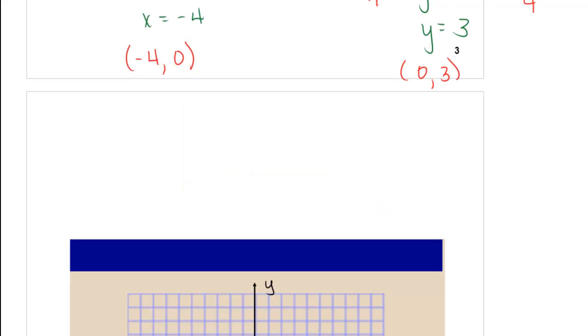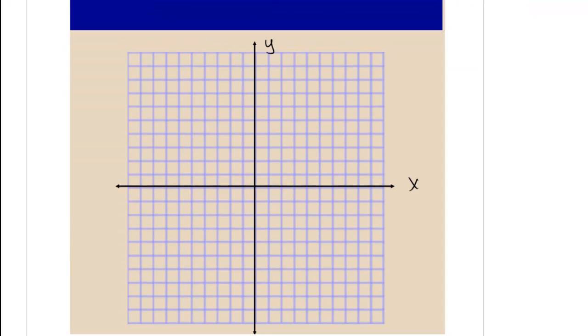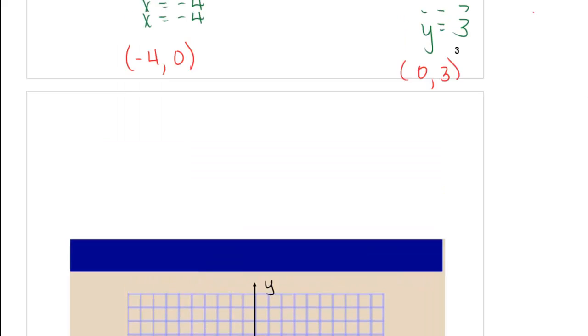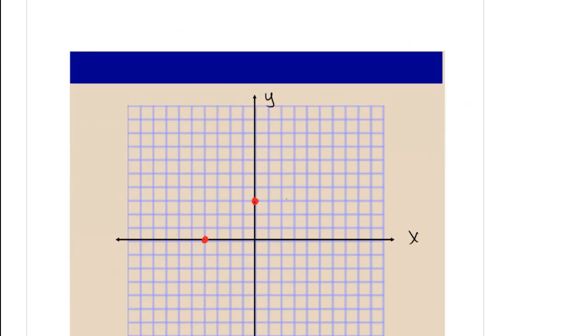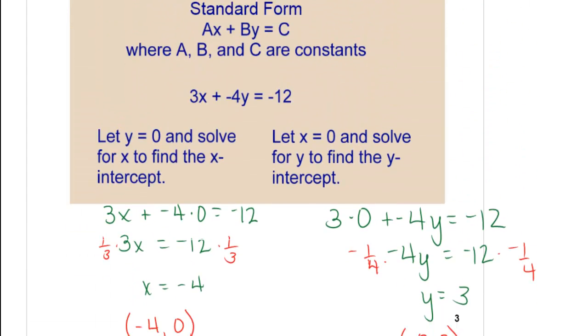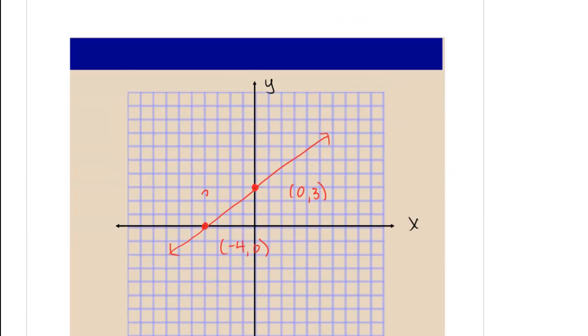Now we can graph these 2 points, these 2 intercepts, negative 4, 0. 1, 2, 3, 4 is our x-intercept, and 0, 3 was our y-intercept. And you just connect those by drawing a line. And you have your graph of the equation 3x plus negative 4y equals negative 12.